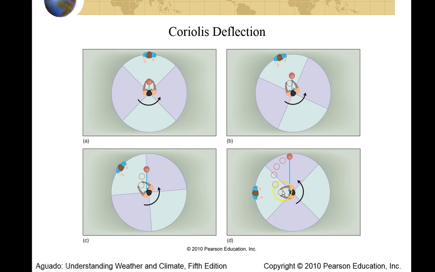But for now, we understand that the pressure gradient can send the air in one direction, but in the northern hemisphere, the Coriolis force wants those winds to turn to the right, and in the southern hemisphere, they get deflected to the left.